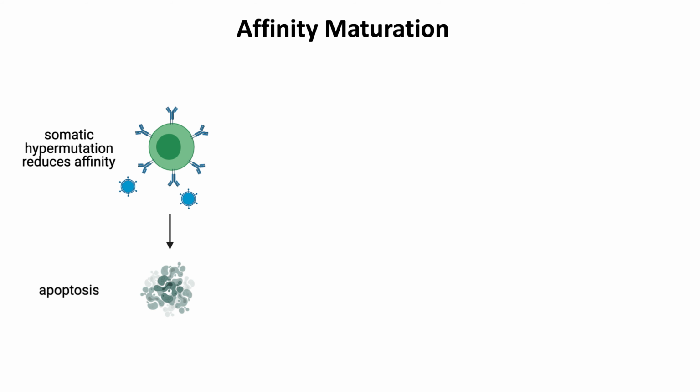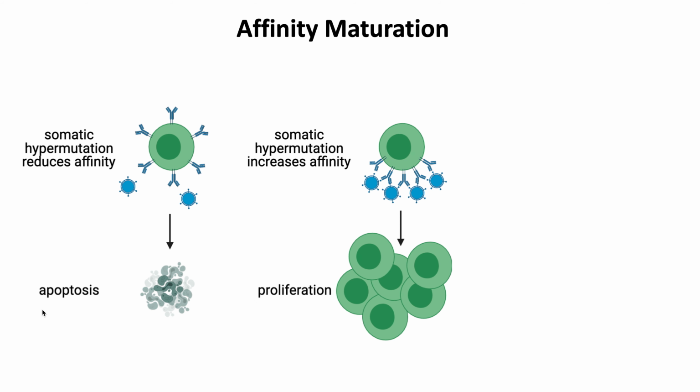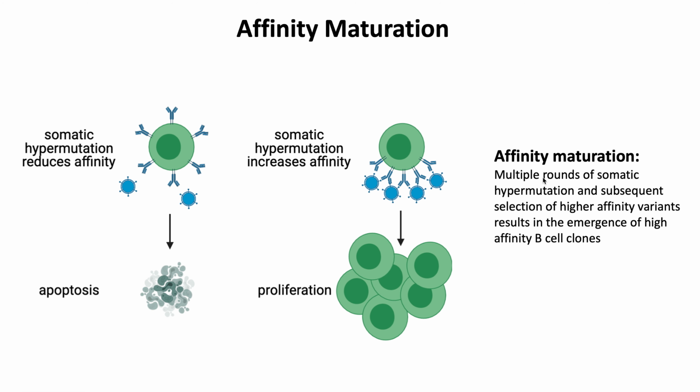And so these B cells undergo a process of selection. So B cells that undergo somatic hypermutations that reduce their affinity undergo apoptosis, whereas B cells that undergo somatic hypermutations that increase their affinity undergo further rounds of proliferation and expansion. And what this does is multiple rounds of affinity maturation lead to the selection of ever higher affinity variants. And eventually you get the emergence of really very high affinity B cell clones. So the antibody responses early during an immune response are generally lower affinity than the antibody responses later during the immune response.